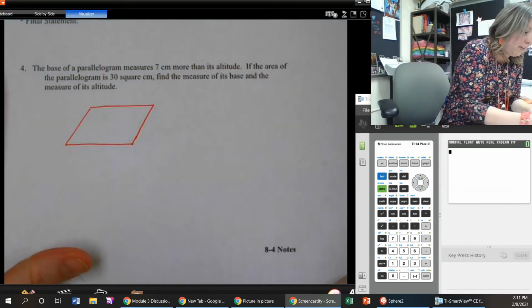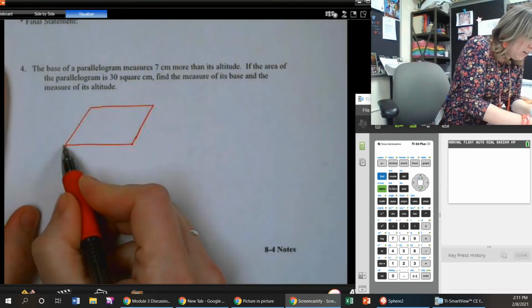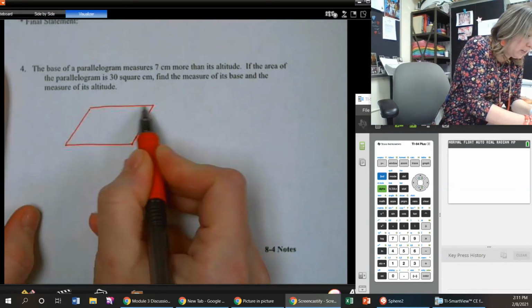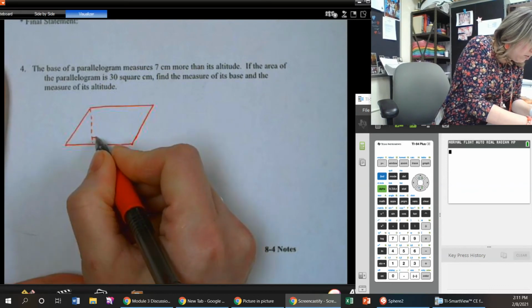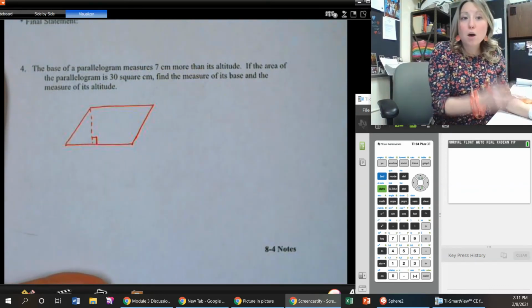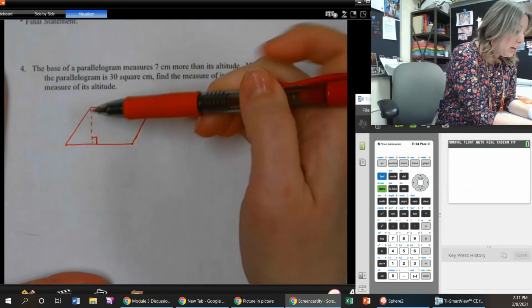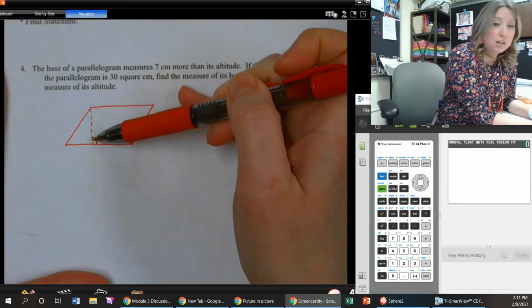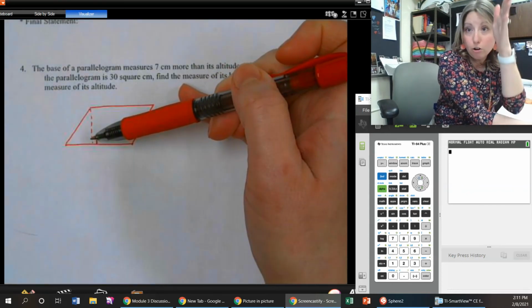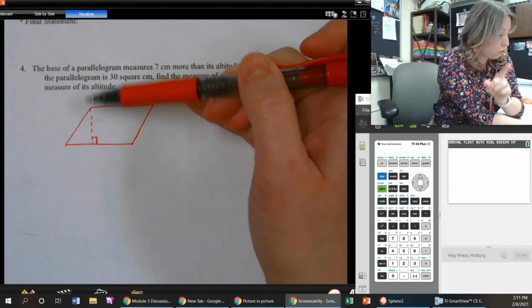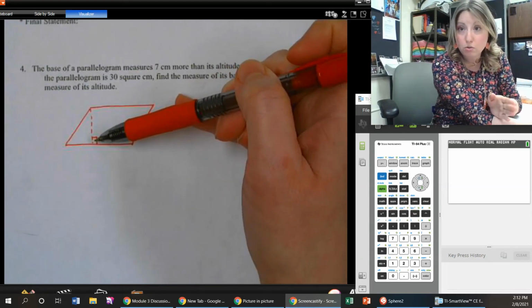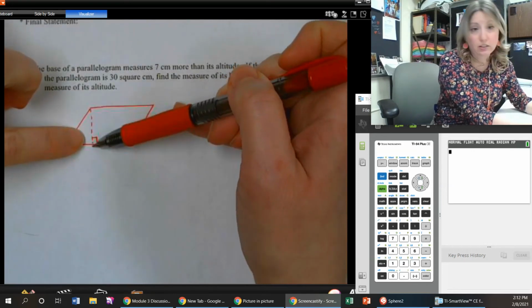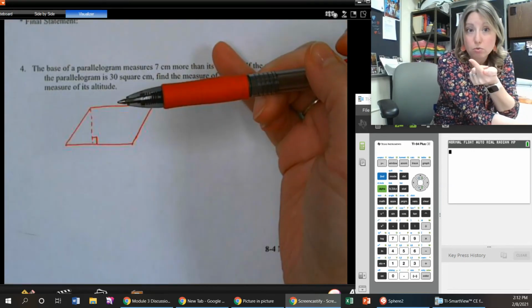And in a parallelogram, here is your base, and the two bases, the top base and bottom base, are of course equal, congruent, but the altitude is the vertical line drawn straight down, making a right angle from one base to the next. So it's this distance that is your altitude.